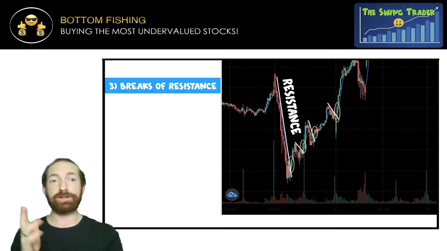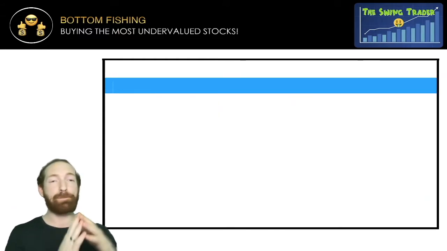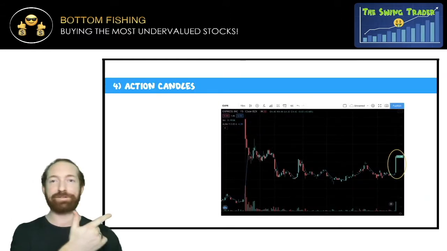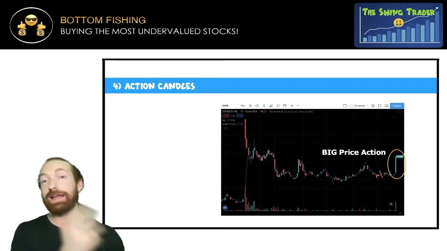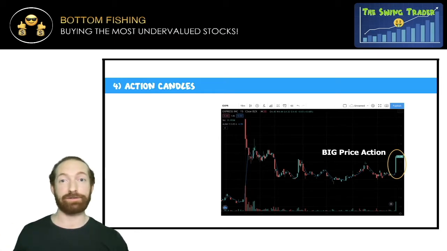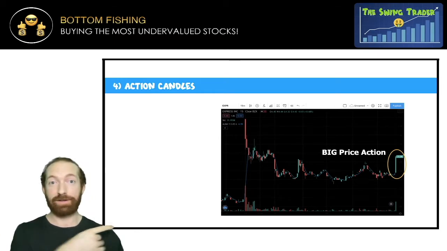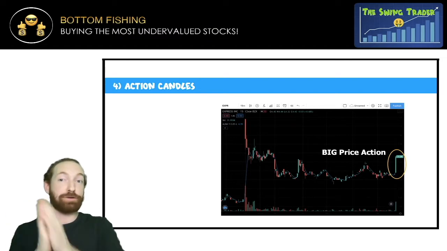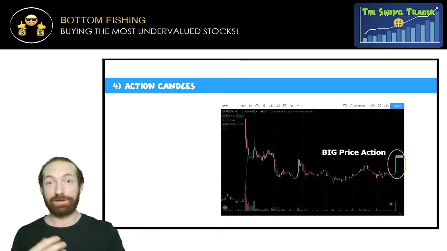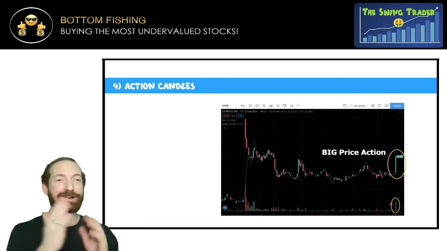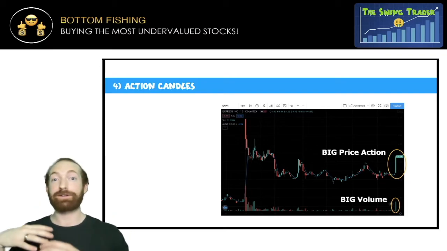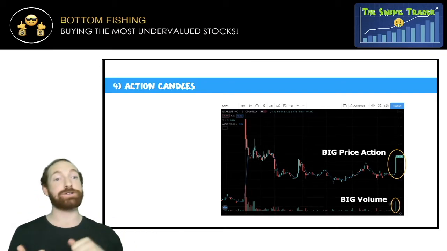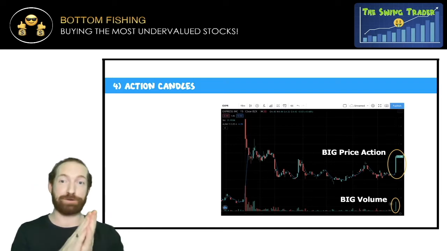Lastly, let's go over action candles, which are basically massive green candles, i.e. candles whose price action is bigger than 90% of all prior candles. Like that guy over there. But for an action candle to truly be an action candle, the price action must be accompanied by lots of volume. A heck of a lot of volume. So action candles are candles with big price action and big volume action.